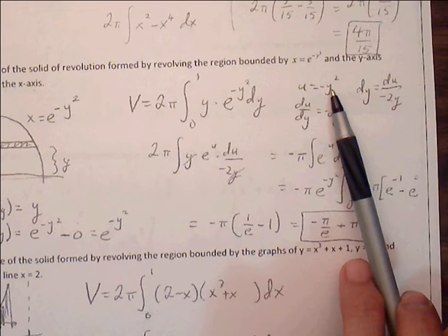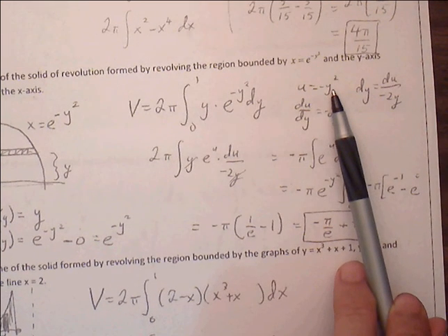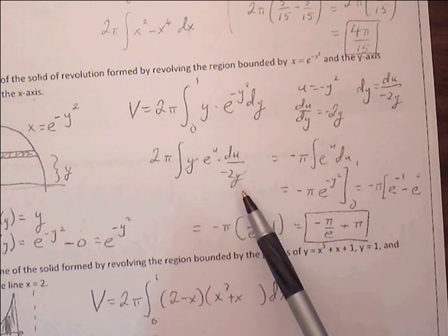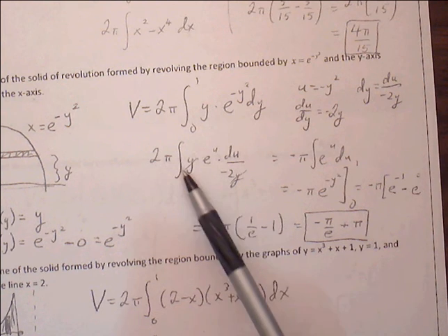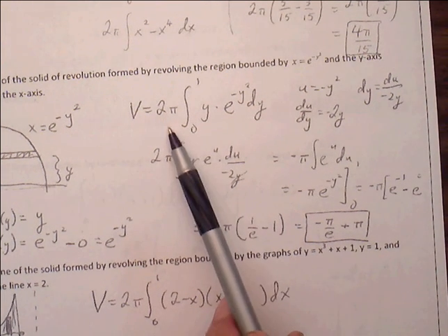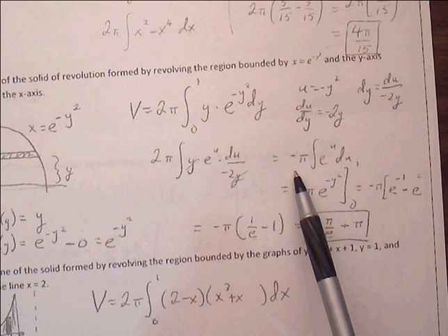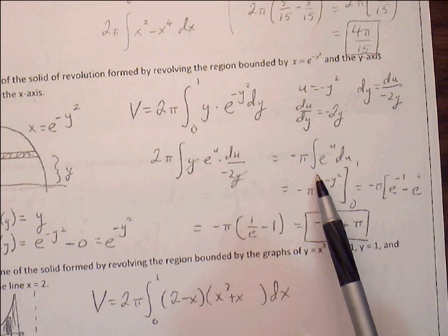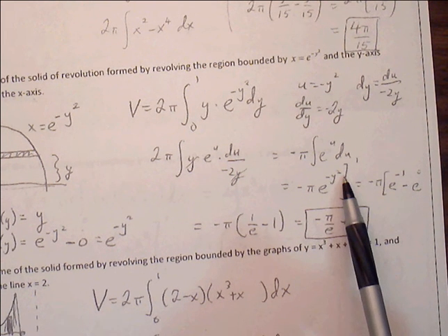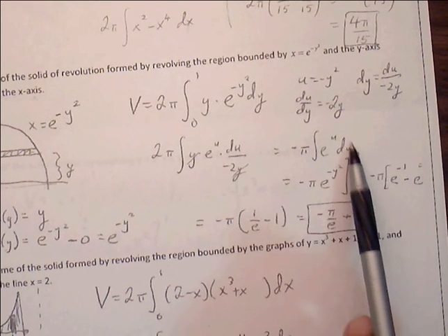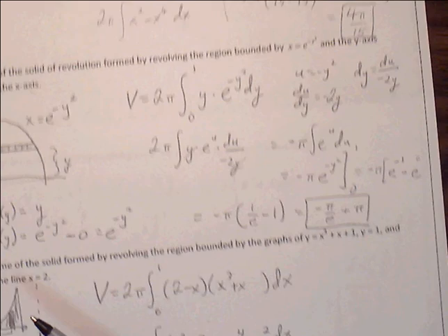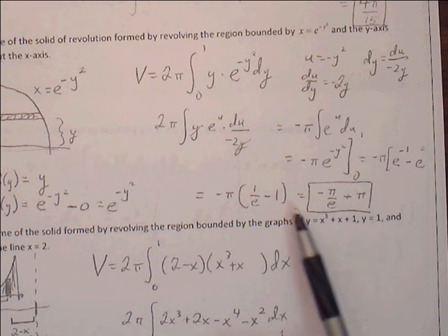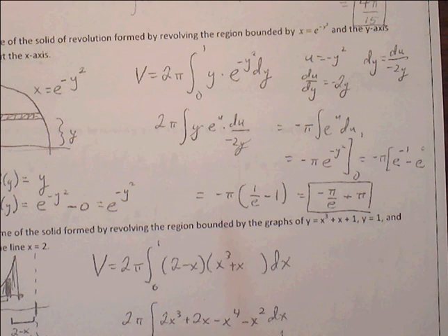So we go through U-substitution. U is equal to negative y squared. Du over dy is negative 2y. We solve for dy, which is du over negative 2y. The y's cancel out. Negative 2 will cancel out with the 2 from the 2 pi. And now we can evaluate. Integral of e to the u will remain e to the u. Replace the u back in terms of our original variable, y squared. Plug in upper and lower bound, and we get e to the negative 1 minus e to the 0. E to the negative 1 is 1 over e. E to the 0 is 1. Distribute the negative pi through, and we get negative pi over e plus pi.